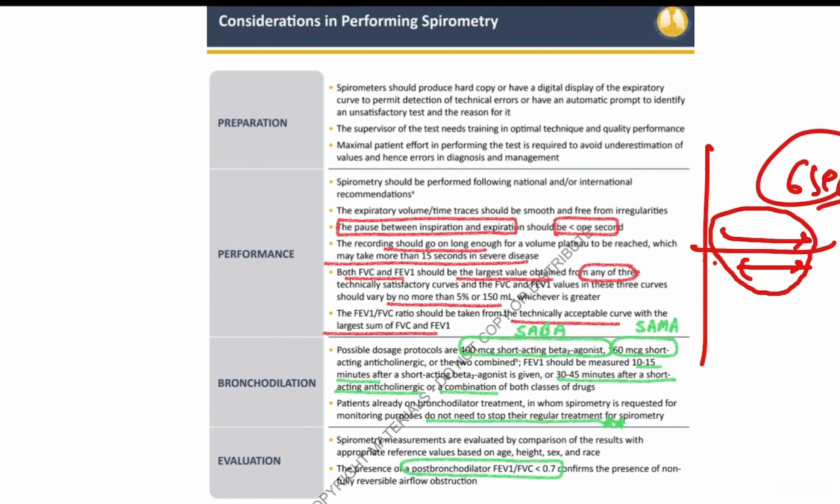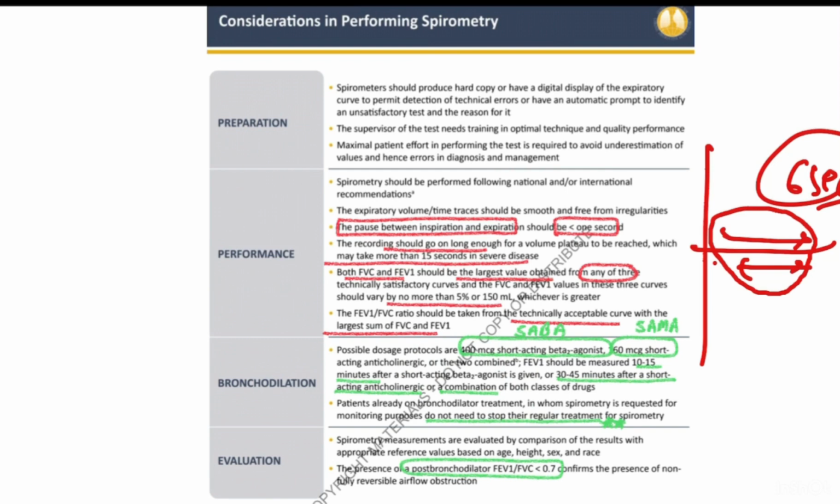So how do we give bronchodilator in these patients? They are telling the possible dosage protocols are 400 microgram short-acting beta agonist, or 160 microgram short-acting anticholinergic, or a combined dose. They are telling that FEV1 should be measured 10 to 15 minutes after giving SABA, or 30 to 45 minutes after giving SAMA, or a combination of both classes of drug.